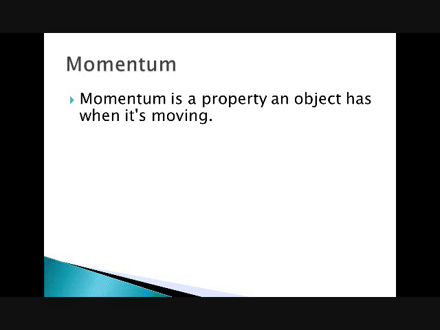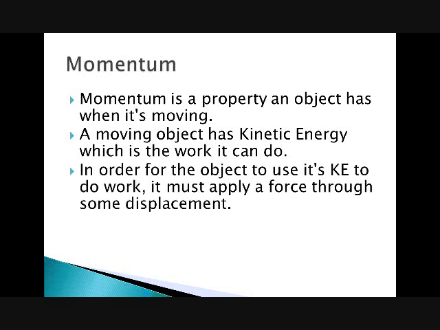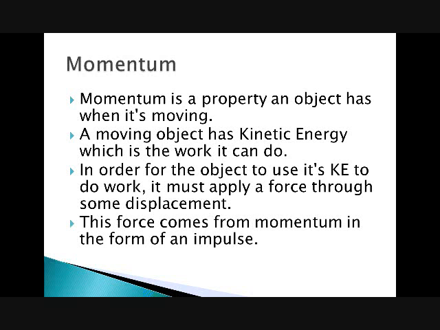Momentum is a property that an object has when it's moving. It's almost that simple, but there's a little bit more to it than that. A moving object has kinetic energy. We know that. And the amount of kinetic energy that an object has is the amount of work that it can do. Now, if we go back to our definition of work, in order for an object to use its kinetic energy to do work, it must apply a force through some displacement. Now, this force that an object has comes from momentum, and it comes in the form of an impulse.